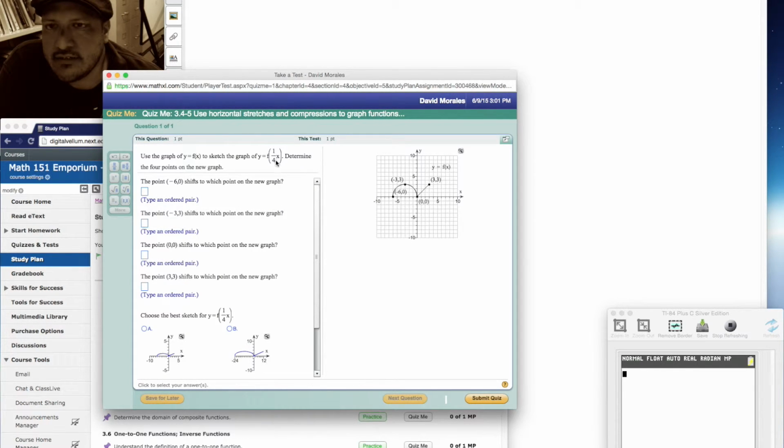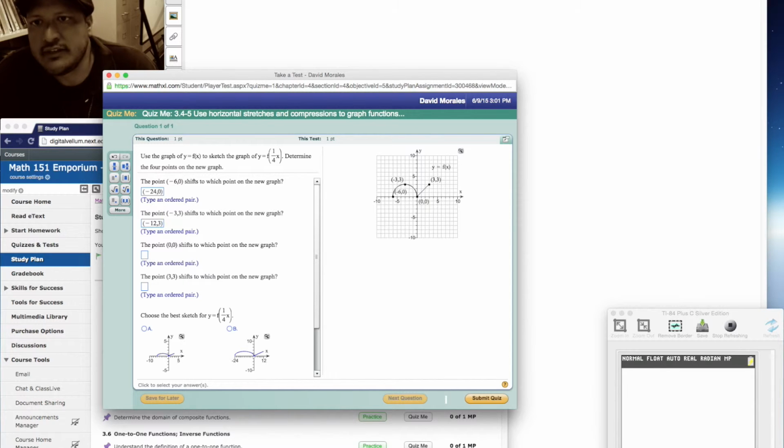This is a horizontal stretching by a factor of 4. So this is going to take everything horizontally and stretch it out. So notice that this is a negative 7. Basically everything here is going to become 4 times as much. So this is going to go to negative 24, 0. This is going to go to negative 12, 3.